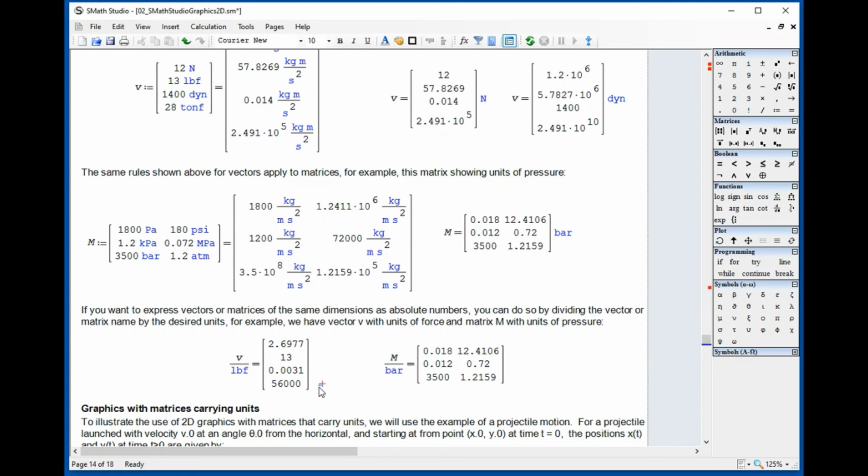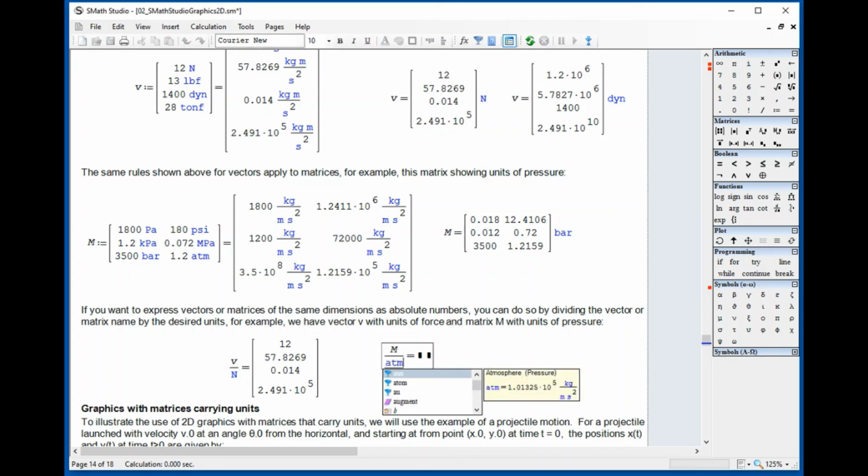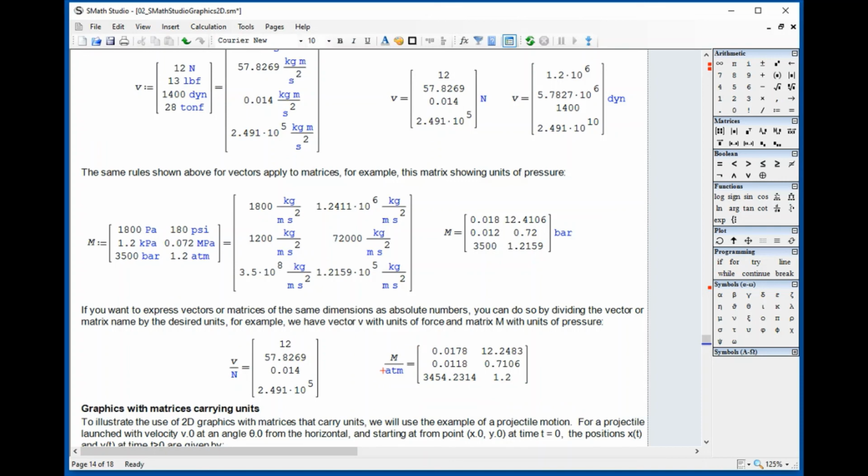If you want another format to present data where all the elements belong to the same dimensions, it will be to divide the name of the vector or matrix by an appropriate unit, like pound force in this case, or bar in this case, to provide only the absolute values to the right-hand side. We're going to be using that with graphics. And here we divided by pound force. We could have divided by Newton, and it would give you a different value. And here we could have divided by atmospheres, and it will give me different results.